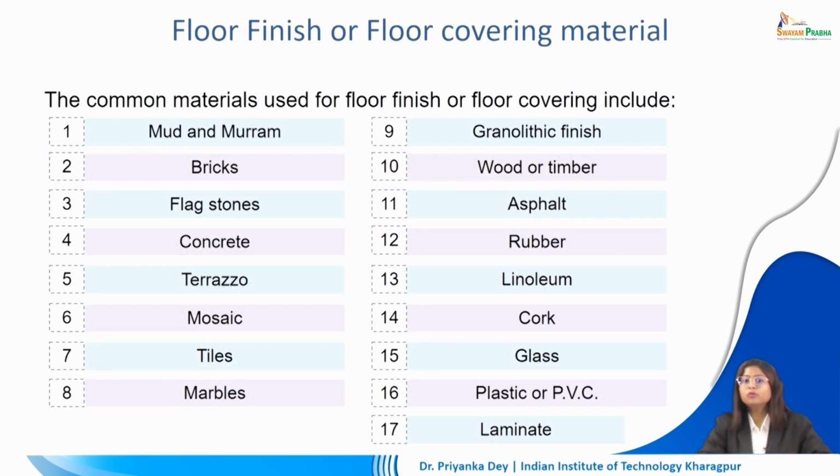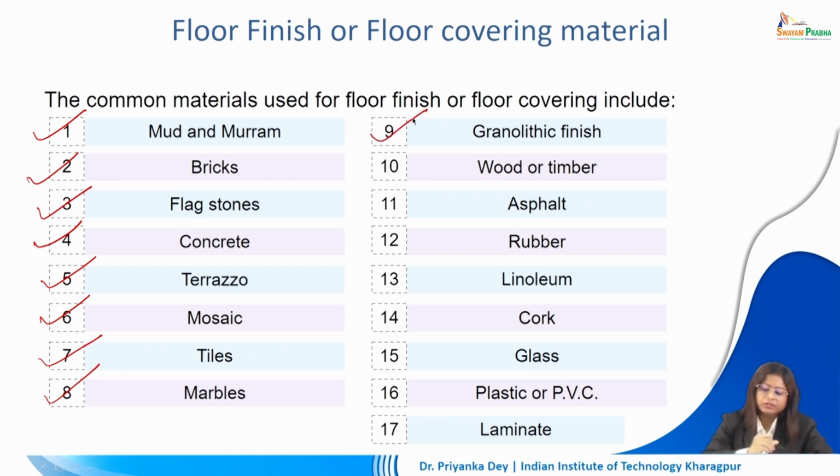Now the common floor material or the finishing material that can be used is mud and muram. This is for more economical constructions, affordable constructions. We can use bricks as well, mostly used in outdoor portions or semi-covered portions. Flagstones, concrete, terrazzo flooring can be done, mosaic flooring can be done. We can definitely use tiles, very popular these days. Marble for more premium constructions.